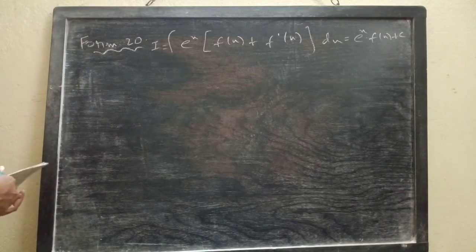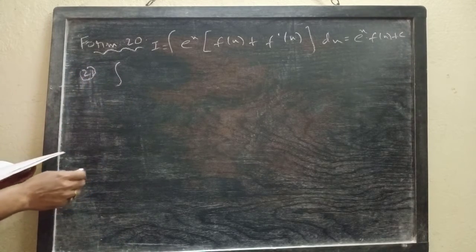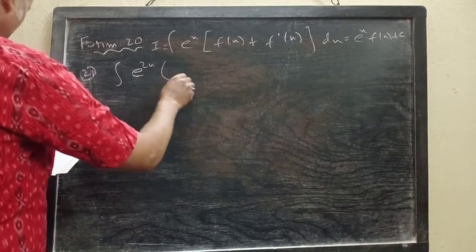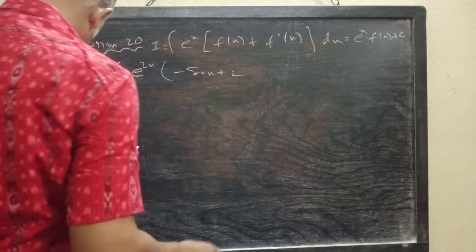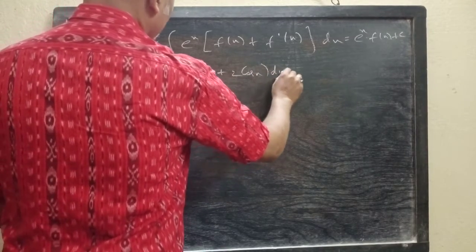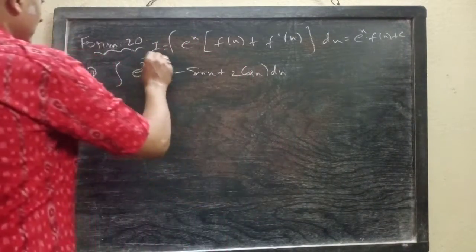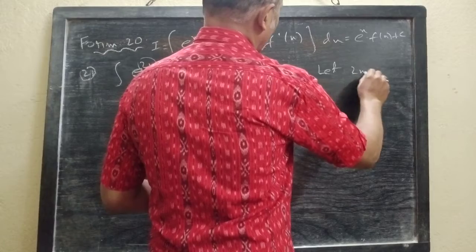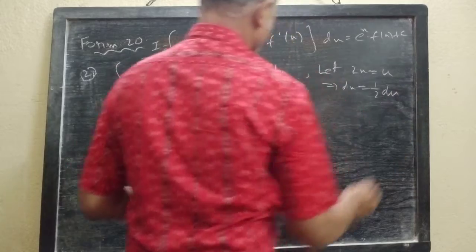Next question, 21. Integration e to the power 2x (minus sin x plus 2 cos x) dx. First, let us make this 2x as u. Let 2x equals to u, then dx will be half du.